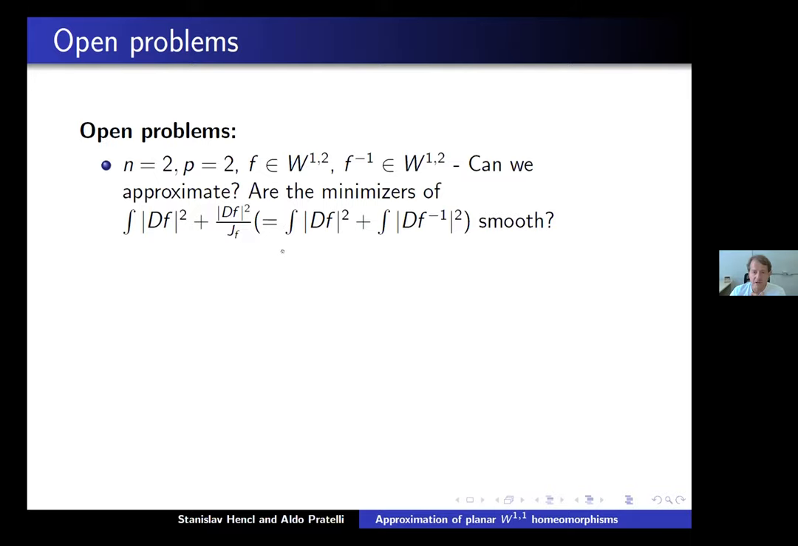That would be very nice. Or something like the integral of the derivative to the power 2 plus 1 over the Jacobian to the power 2, which is natural for Neo-Hookean type energy. These terms are not possible to approximate at the moment.